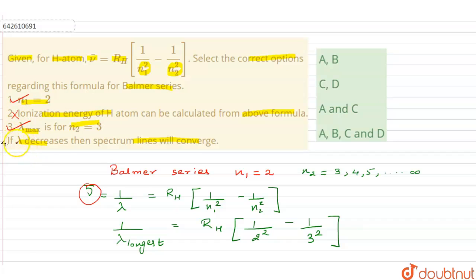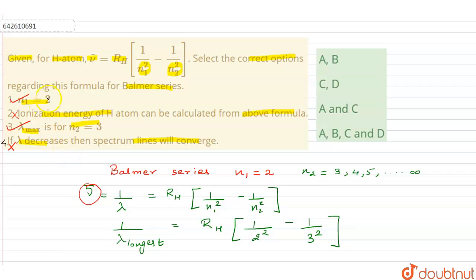Coming down to the fourth statement, if lambda decreases, then spectrum lines will converge. Now, as I told you, the longest wavelength would be between the value 2 and 3, isn't it? So those are the consecutive levels which we are talking about. So that gives me the longest wavelength, which itself means that as we go on increasing the N2 value, the lambda will go on decreasing. So obviously it's clear from that scenario itself that the spectrum lines won't converge. They would be far away from each other, right? The levels will be different. They will be quite far away. So which means the fourth statement is incorrect.